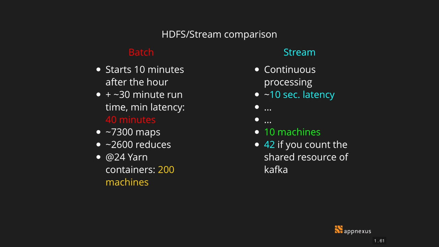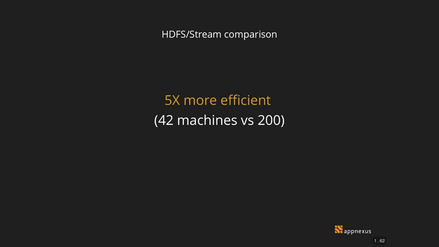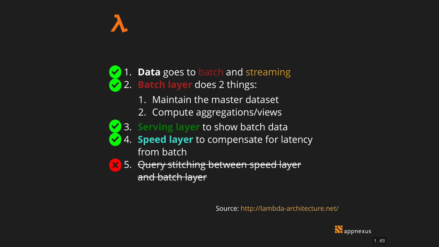On this side, we know in 10 to 30 seconds exactly what happened. We do 7,300 maps, 2,600 reducers, 24 YARN containers, 200 machines roughly to do this work. And on this side of the scale, we have 10 machines, 42 if you count the shared resource of the Kafka cluster, which I think is fair, because it is something you need to make this work. It's 5 times more efficient to stream process, at least in this way. So we've covered it all.